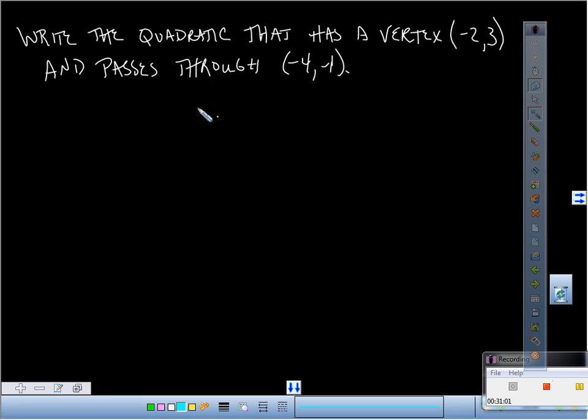Let's label these points. What's this point? X and Y. What's this point? H and K. My equation, y is equal to a times x minus h, quantity squared, plus k. What's y? Is equal to a times what's x? Minus a negative 2 is going to be what? Plus 2. Plus 2. Very good.